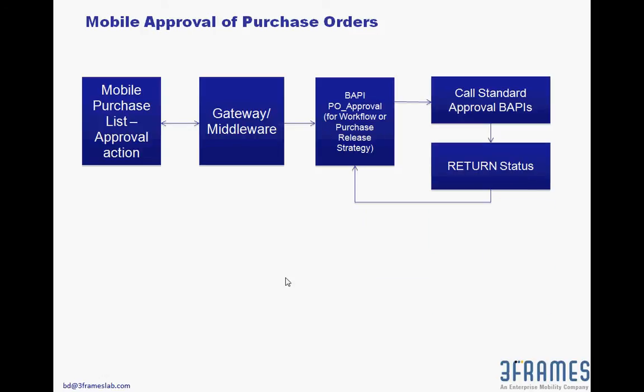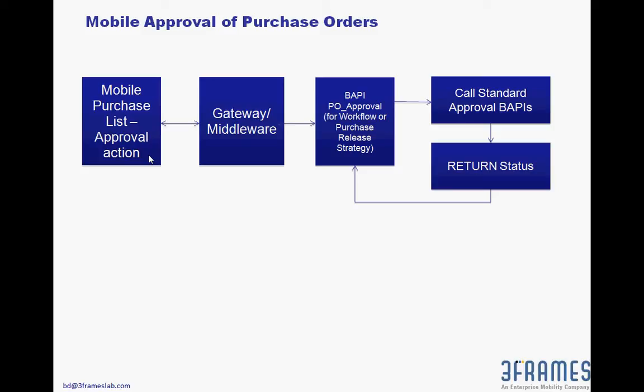This slide explains how the approval of the purchase order can be done from the mobile. Once the user approves the purchase order from the mobile, the user action is transferred to the backend ERP system via NetWeaver Gateway or the middleware. This triggers the standard BAPI, which then approves the purchase order in SAP and sends a message back to the mobile. This message is displayed on the mobile and the purchase order list is refreshed automatically.